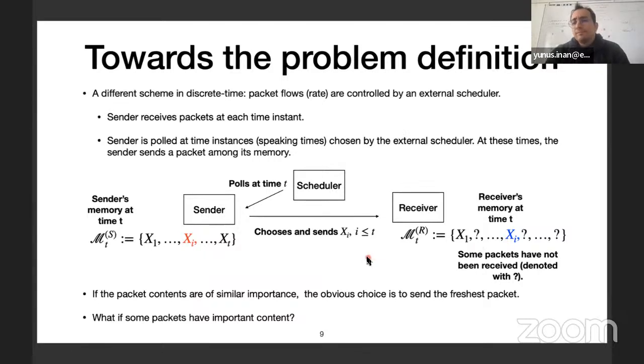Now we can ask the following question. If the packets are of similar importance, the strategy that minimizes the age is obviously to send the freshest packet. But what if some packets have more importance compared to the others? Then instead of sending the freshest data, one may want to know about a past important event instead of a trivial most recent event.